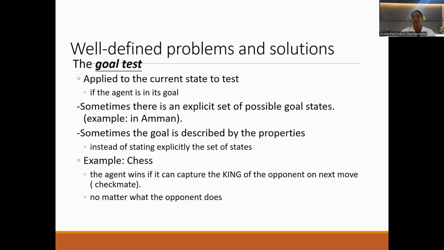The goal test is applied to the current state to test if the agent is in its goal. Sometimes there is an explicit set of possible goal states, for example if the destination is in Amman. Sometimes the goal is described by properties instead of stating explicitly the set of states. Example, chess: the agent wins if it can capture the king of the opponent on the next move, no matter what the opponent does. That is called checkmate.